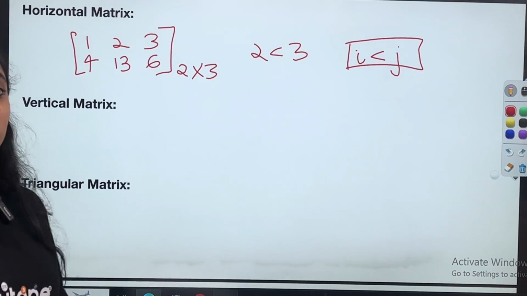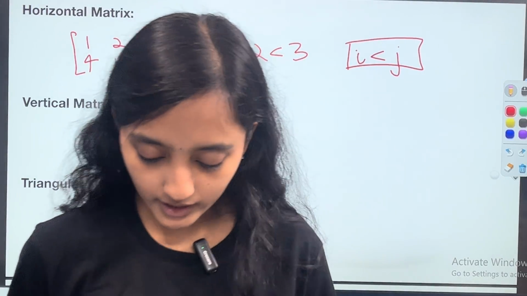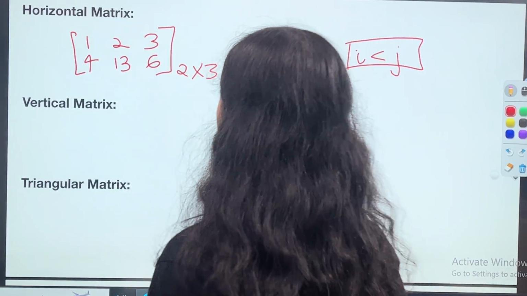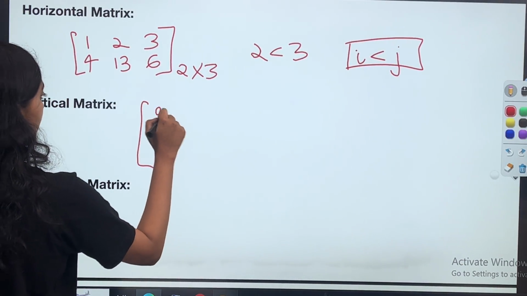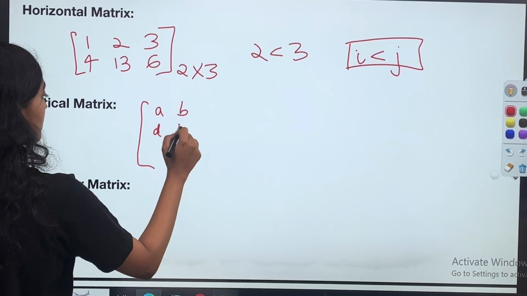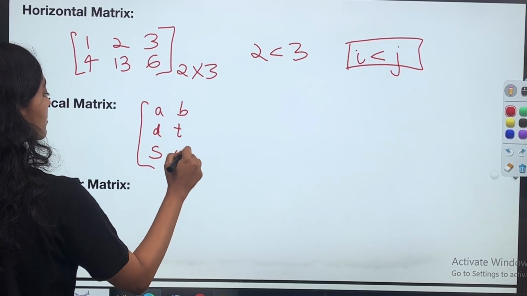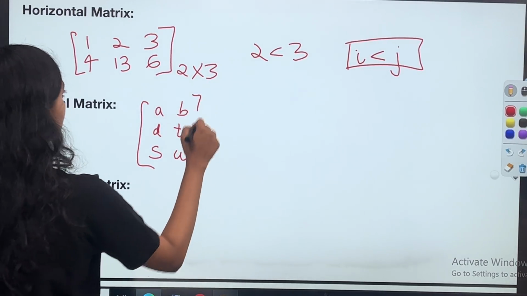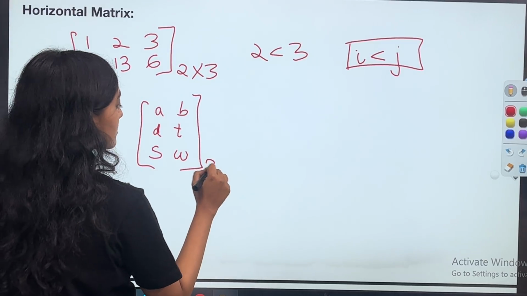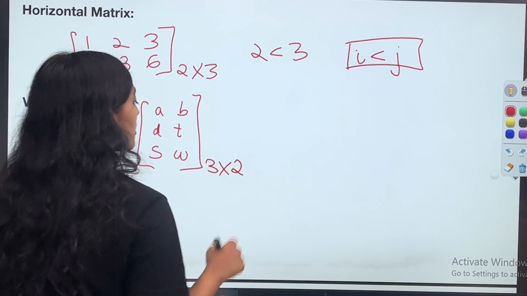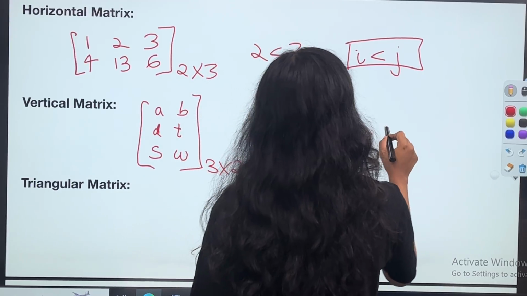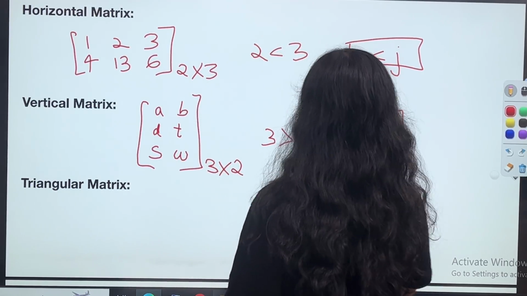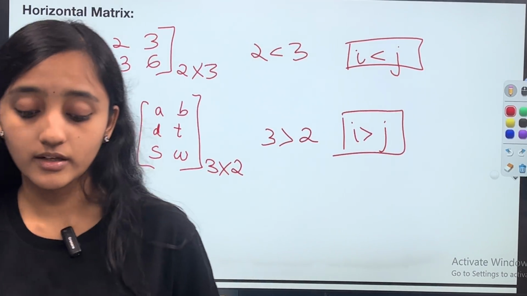Okay. Next, you have a vertical matrix. A vertical matrix is said to be so when i is greater than j. For example, you have say A, B, D, T, S, W, wherein the number of rows is 3 and the number of columns is 2. Here 3 is greater than 2, which basically means i is greater than j, and that is known to be a vertical matrix.